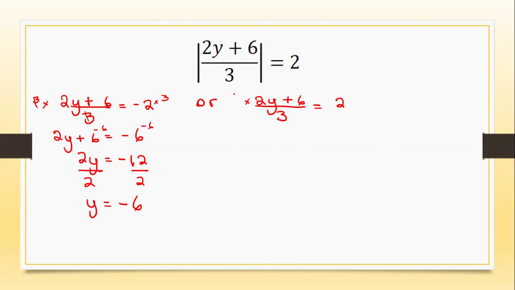Multiplying both sides by 3, we get that 2y plus 6 is equal to positive 6. Subtracting 6 from both sides, we get 2y is equal to 0. Dividing by 2, y is equal to 0. And you must check your solutions to make sure that your values are correct.